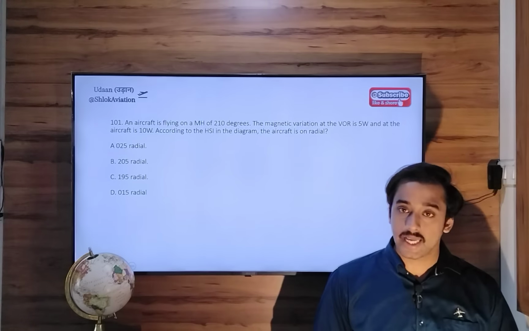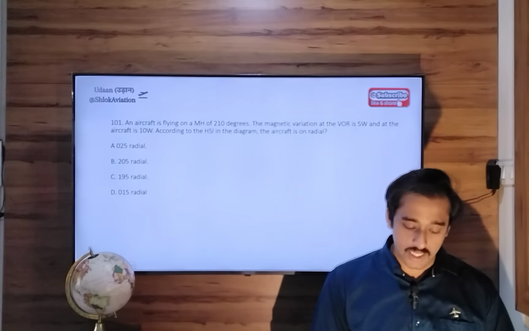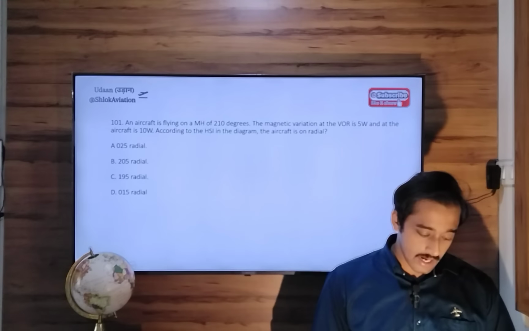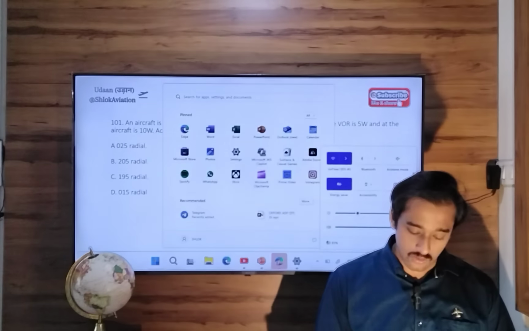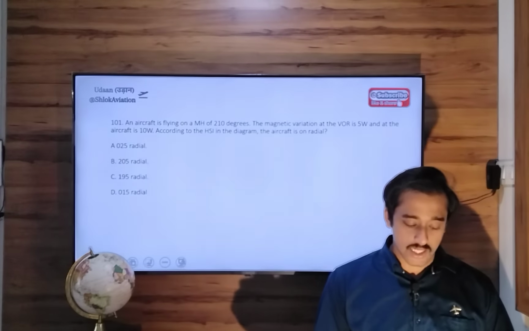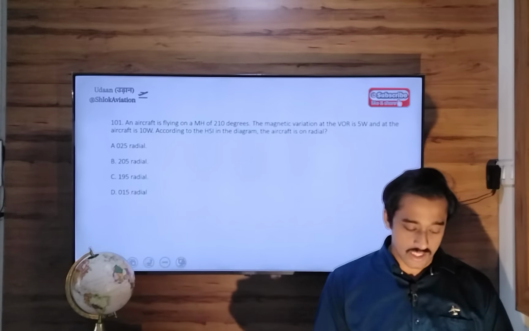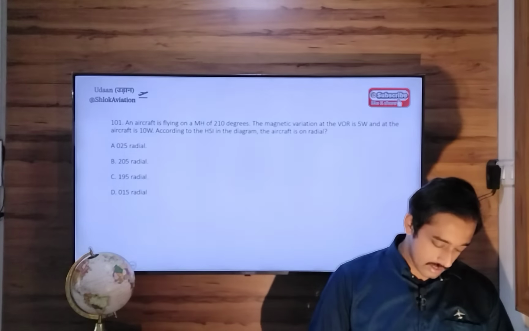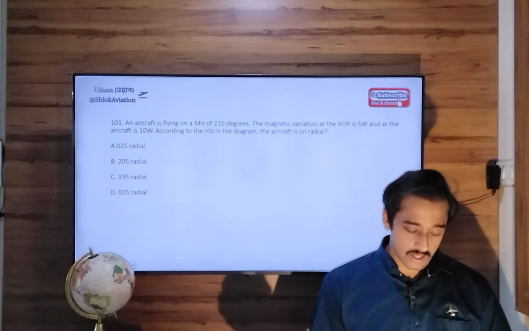Aircraft is flying on a heading of 210 degrees. The variation at VOR is 5 degree west, and at aircraft it is 10 degree west. According to HSI, the aircraft is on what radial?